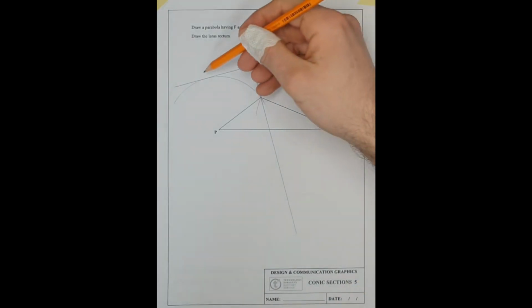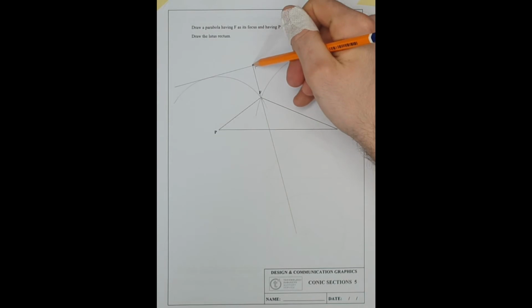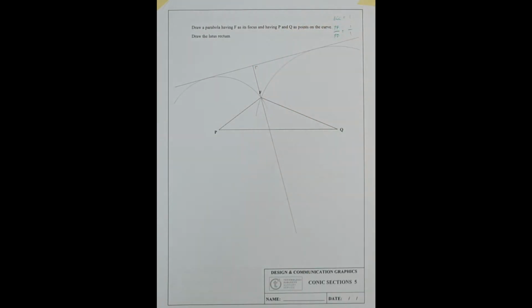My directrix then touching the outside of each curve and being tangential to both curves without the need of any constructions for that. Finally, my axis being at 90 degrees to the directrix through the focal point.